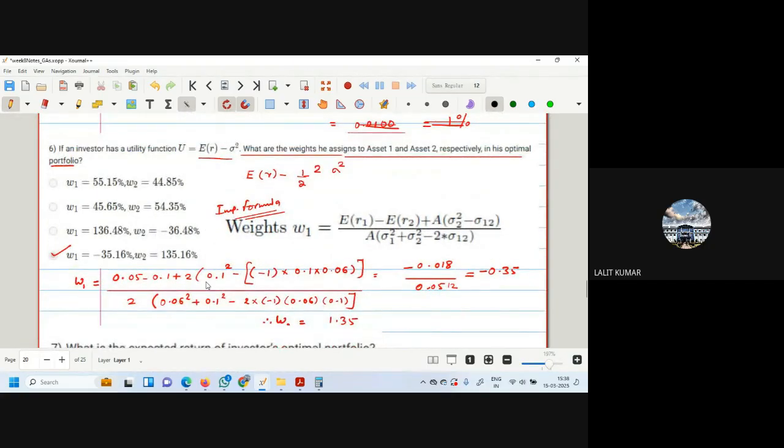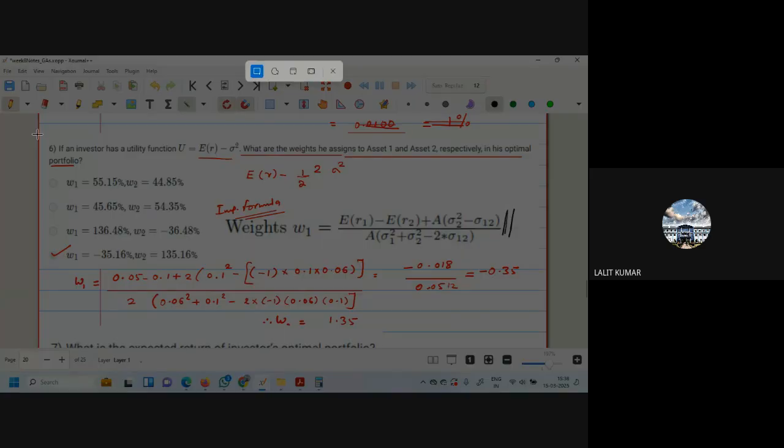Now, second question is, if an investor has a utility function like this, what are the weights he assigns to asset 1 and asset 2 respectively in his optimal portfolio? For this, you have to remember this formula. This formula also can be derived, for example, if you forget that. And how do we do that? I will just explain to you. I'll take this question.